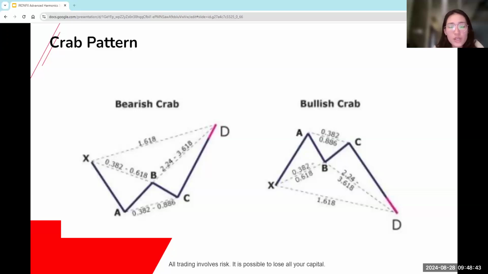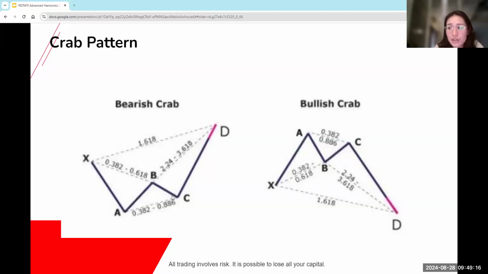Okay, so for the Fibonacci levels, you're basically looking at XA as the initial price movement again. AB is the retracement of 38.2, 61.8, as I mentioned. BC is 38.2 to 88.6 of your AB. CD is just the defining feature of your crab pattern, which is an extreme extension of the XA leg. You can see it's 161.8. It can actually go even higher.